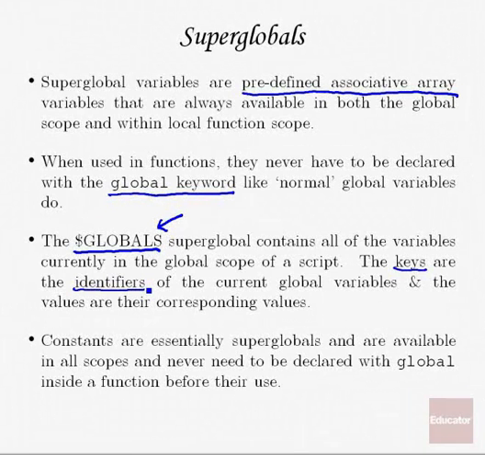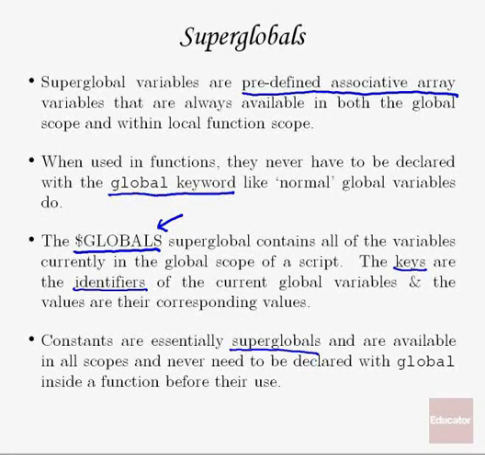One other thing to mention is that constants, in a way, are kind of like superglobals in that they're always available in all scopes. They're available within function scopes. They're available within global scope. And like superglobals, you don't have to declare them within a function using the global keyword. The way that they're not like superglobals is that they're not predefined by PHP.